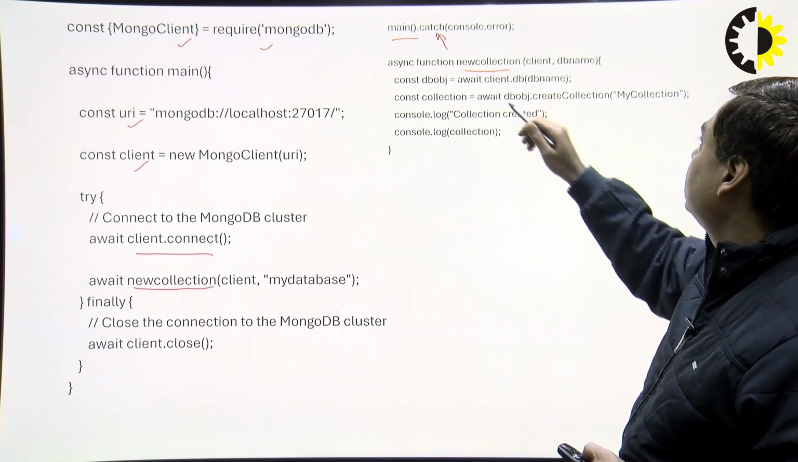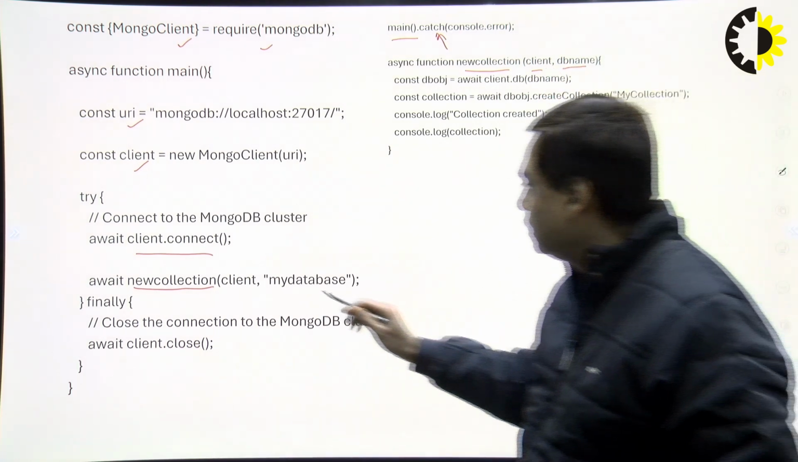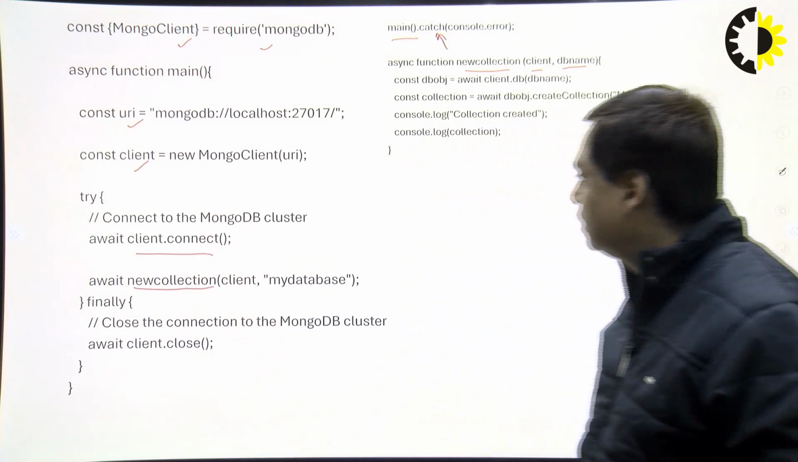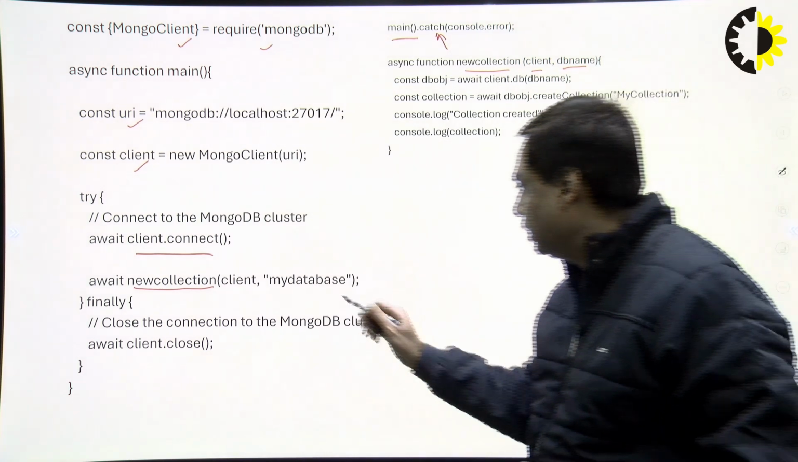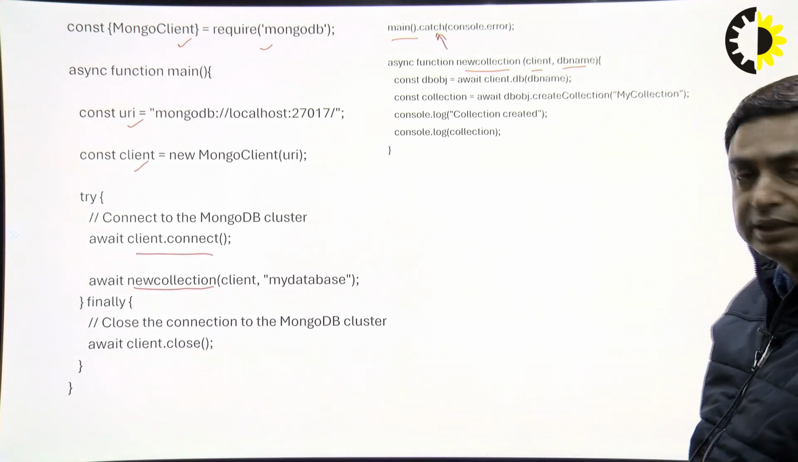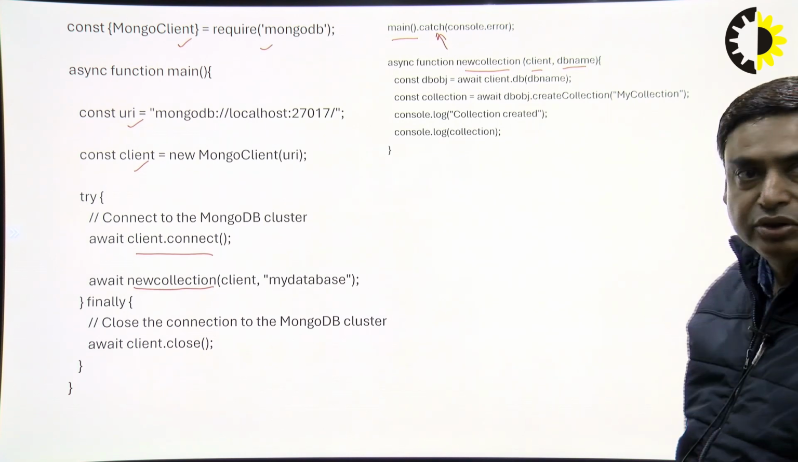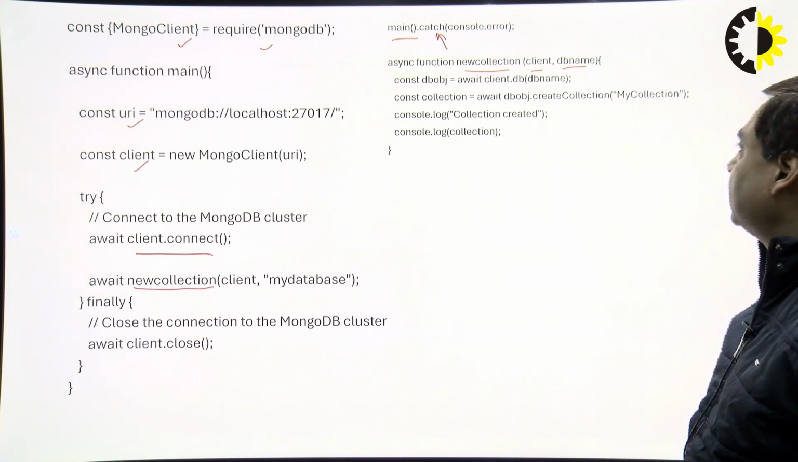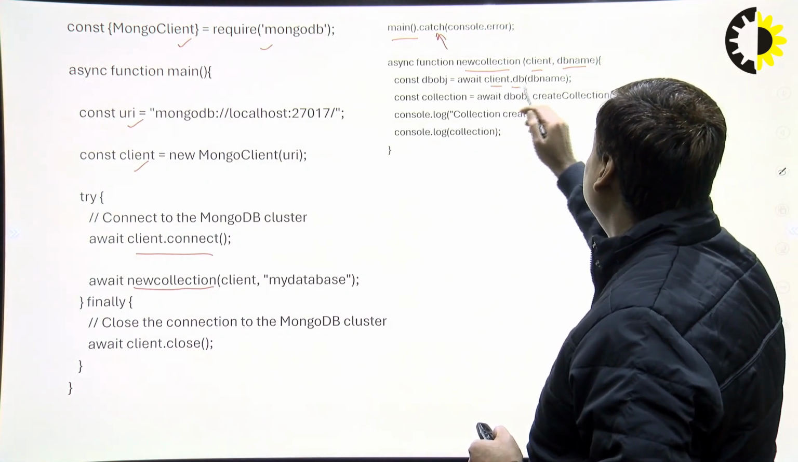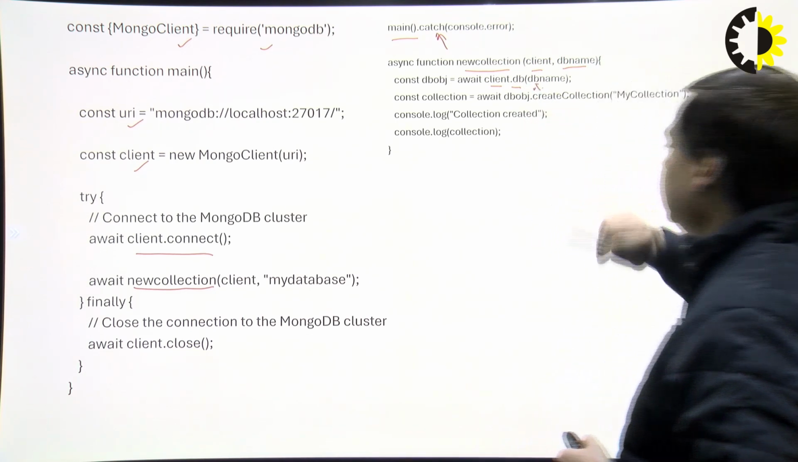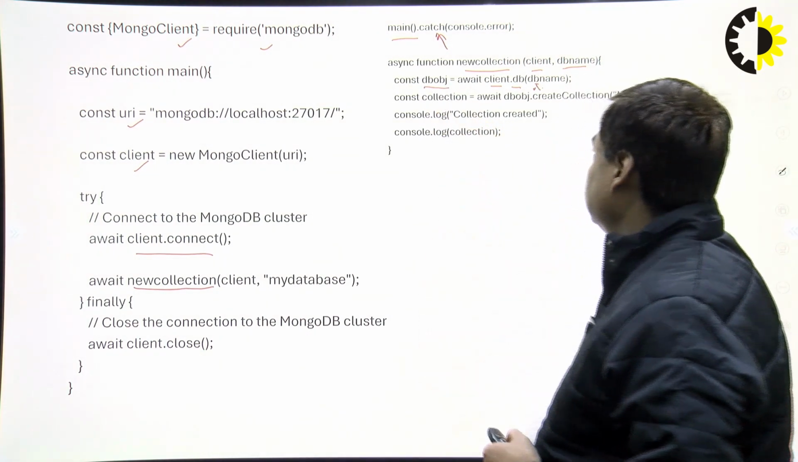In this newCollection, we are receiving two variables. One is the client, which is basically the object that is already connected with MongoDB. Second is the name of the database, which was created in the previous example, and the name of that database is my database. Now I am going to create the collection in my database. So we are using the statement client.db. First we get the instance of the database my database, and that instance is stored in the db object.